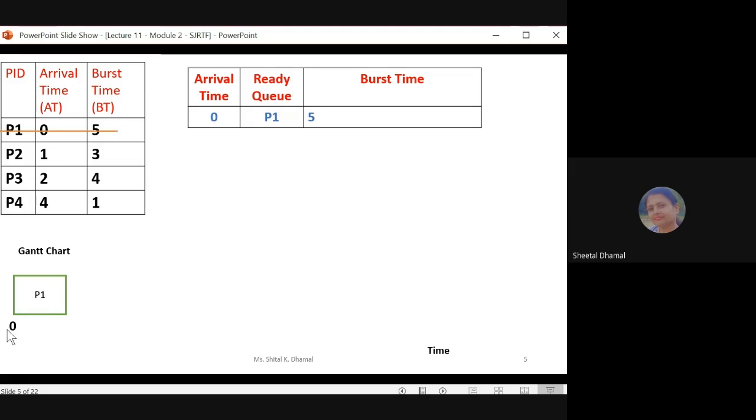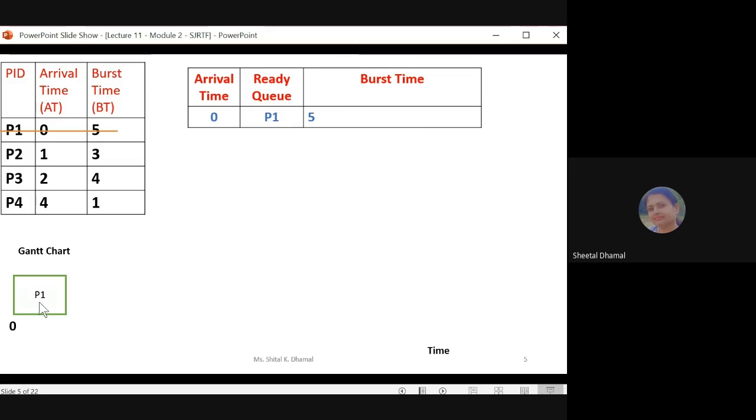Okay, P1 entered into the ready queue at 0 time units. But now here in the non-preemptive approach, once the processor is assigned to the process, it will exit from the run state only when it finishes its job. Suppose this is a non-preemptive algorithm. So how will your non-preemptive algorithm work?